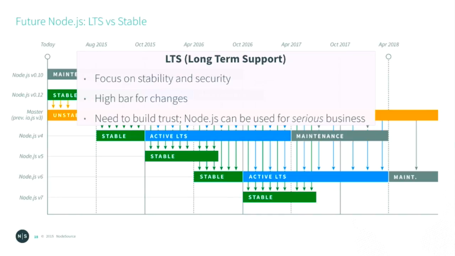We need to build trust with the community and businesses that Node can be used for serious things, that this is a serious platform. So LTS takes over from every second stable branch during October. We've had LTS for version 4 started at version 4.2. LTS for version 6 will start at 6.50, whatever it is. And then you will only have the patch version increasing after that.